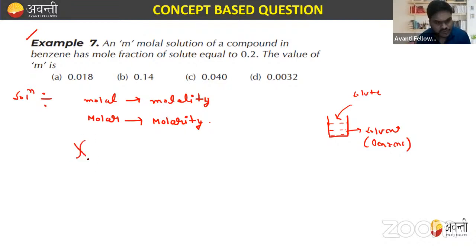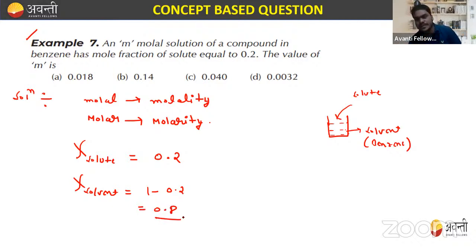So if the mole fraction of solute is 0.2, how will we calculate the mole fraction of the solvent, beta? That is benzene. We know that mole fraction of solute plus mole fraction of solvent is equal to 1. So we can calculate by just subtracting 1 minus 0.2, so the mole fraction of solvent comes out to be 0.8.